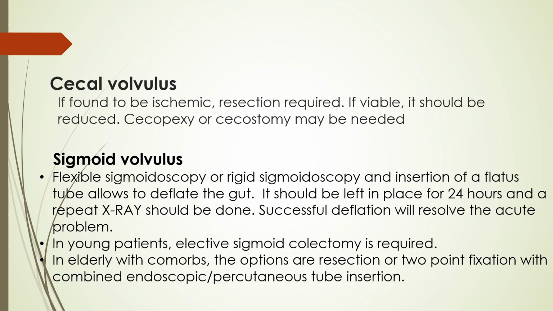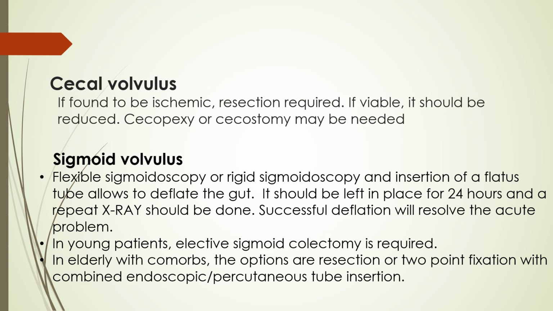In cases of cecal volvulus, if it is found to be ischemic, resection is required, but if it is viable, it is reduced. Cecopexy is done, in which a part of the cecum is sutured to the ascending colon under the flap of parietal peritoneum.